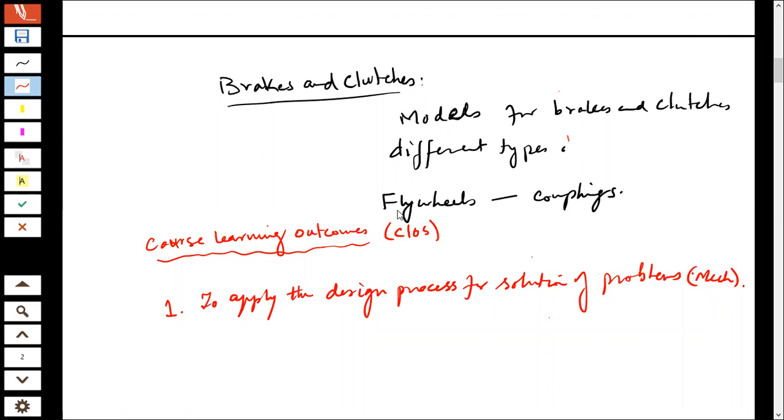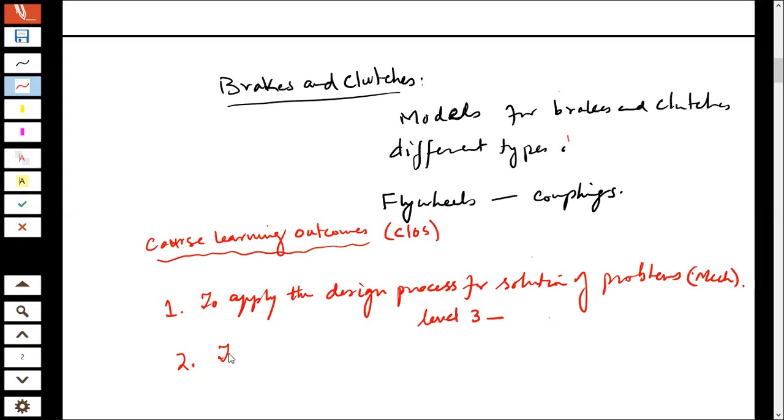So this will be our first CLO, and that comes from the first chapter that we just studied. This CLO is of level 3, and I guess it is related to one of the PLOs, PLO 1.